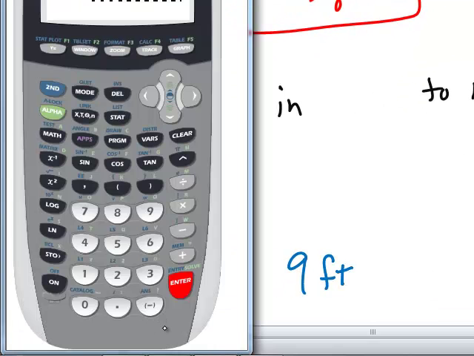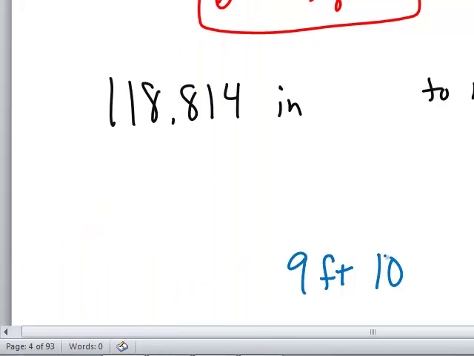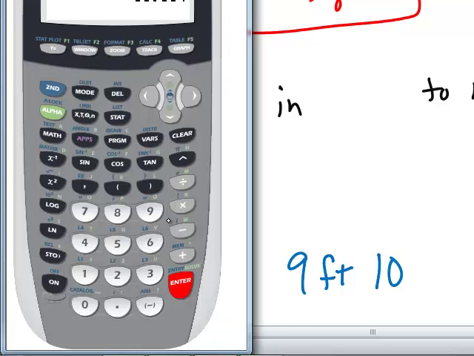Now what are we going to do? Minus 9. Subtract 9, get rid of the feet. And then we're going to turn it back into inches by times 12. 10.814. So we're going to put the 10 inches down. And then we're going to subtract the 10. Get rid of the 10.